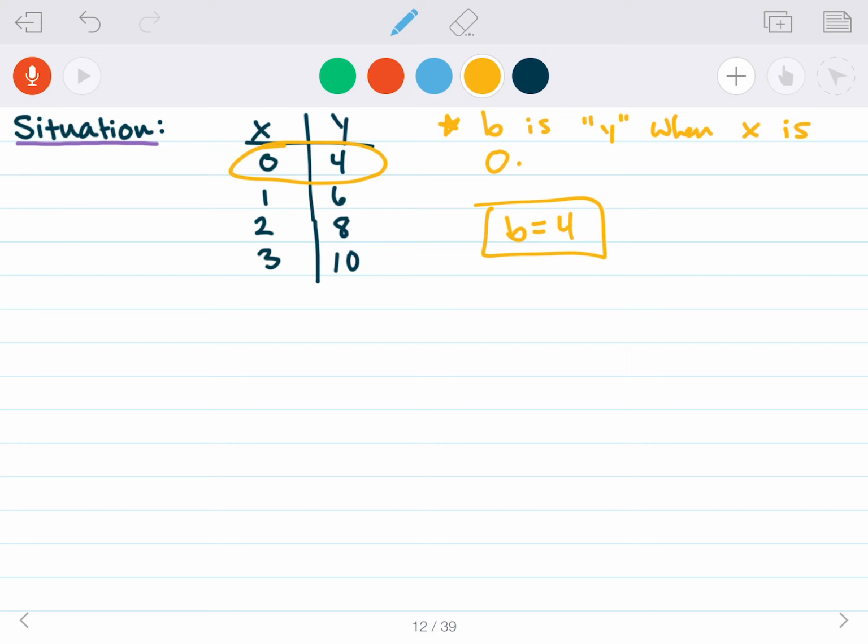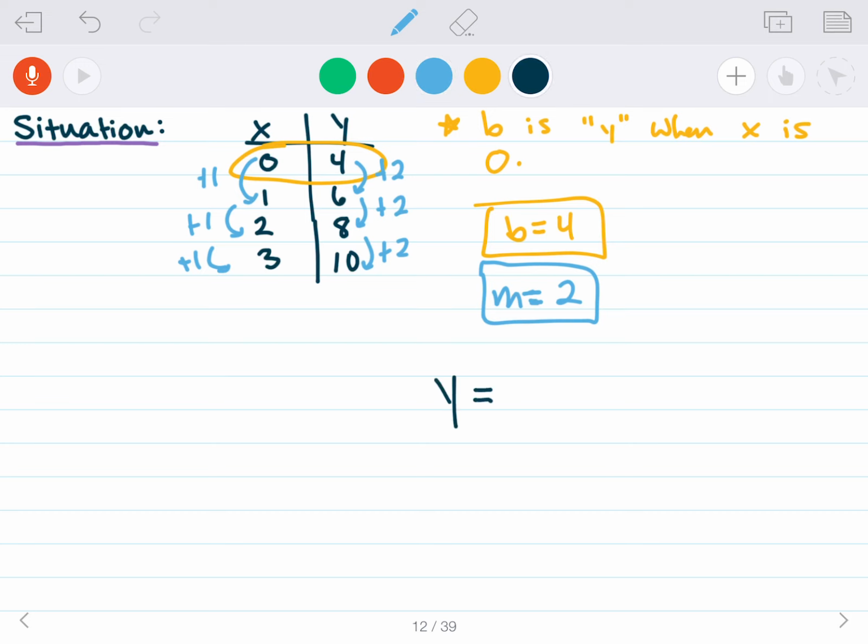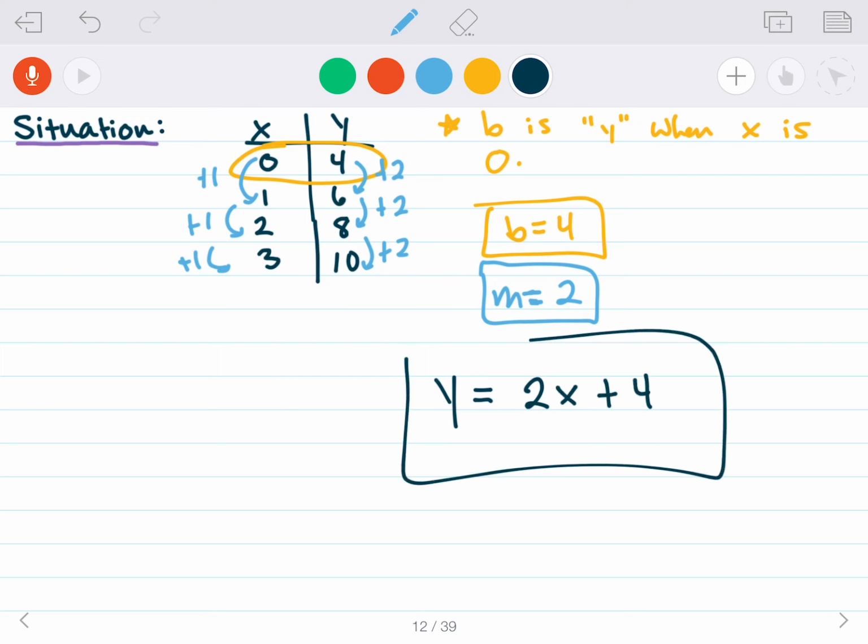Now, what's M? Well, look at X. We're changing by 1, so that's good. We're changing by 1. What's happening to Y? Well, we're adding 2 to get each next term. So add 2, add 2, add 2. So therefore, M is going to be 2. We're not given units here, so this is just going to be 2. All right, so our equation here is Y equals 2X plus 4. Y equals MX plus B. That is our equation there.